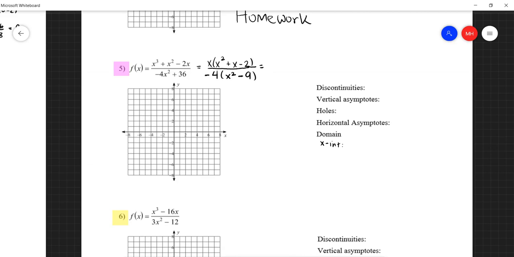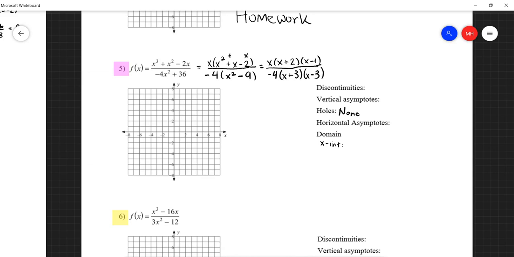In the top, this is just a regular quadratic that we want to factor. We're multiplying to get negative 2, adding to get positive 1. So that's going to be x plus 2 times x minus 1. And then in the bottom, we still have negative 4. That x squared minus 9 is another difference of squares. So the square root of the first part gets us an x, the square root of the second gets us a 3, and then a plus and a minus. Unfortunately, this time it looks like we can't cross anything out. So I know I'm not going to have any holes. I can go ahead and write none.